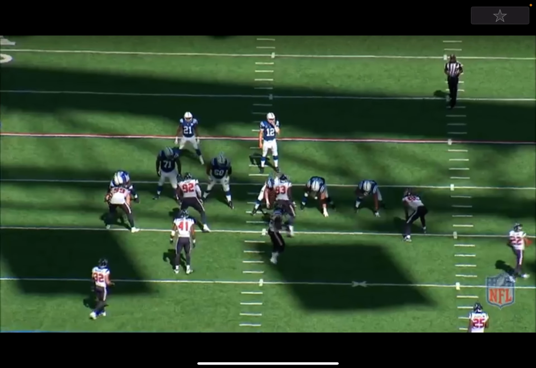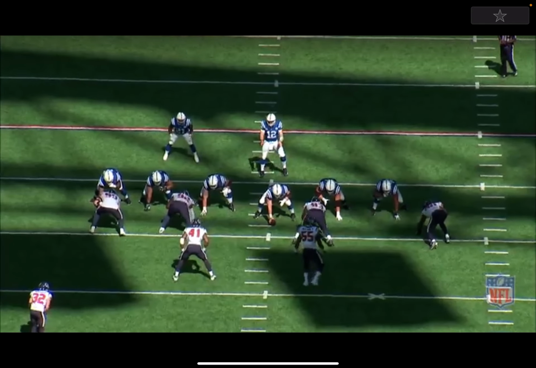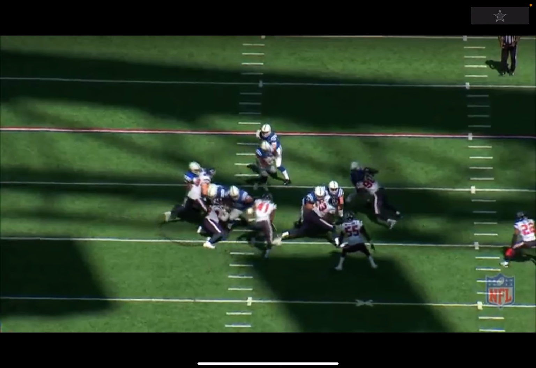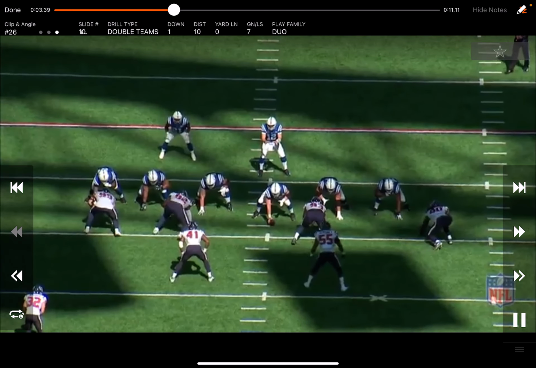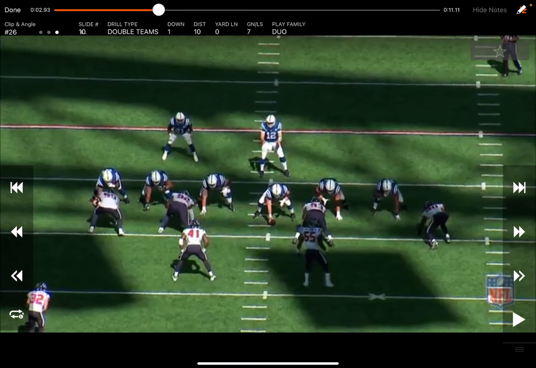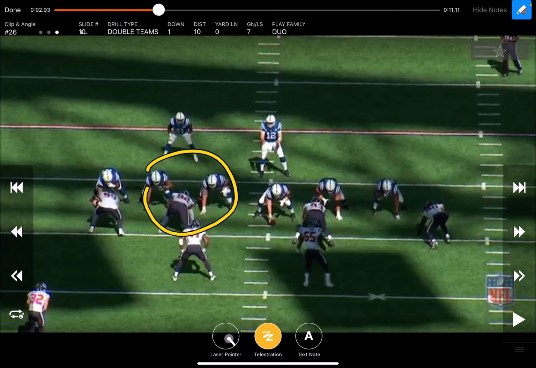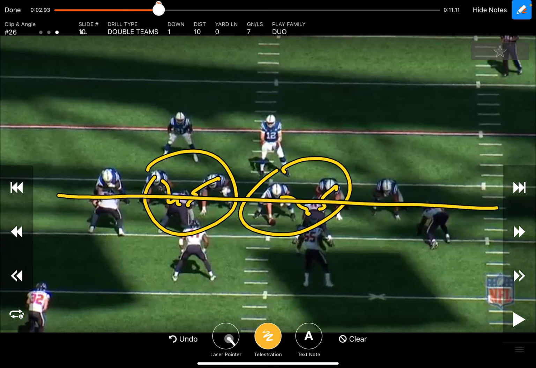Here they're running a play that's called duo, which we'll touch on in a second. But you'll see right here and right here, you're going to see two double teams. These two guys are going to double team this guy. These two guys are going to double team this guy. You're going to see that hip double team, get hip to hip, shoulder to shoulder, and try to drive that man off the line of scrimmage, which is right here, even with the ball. That's what we're going to see here.